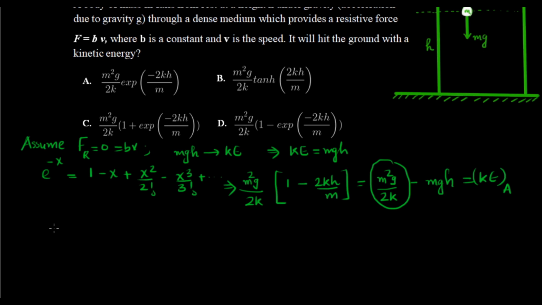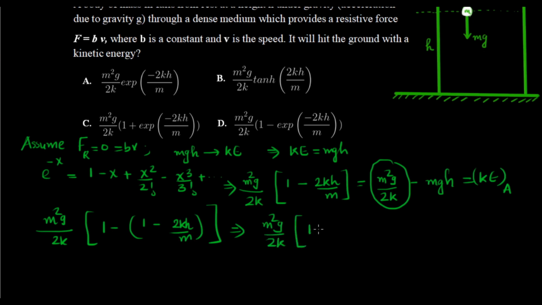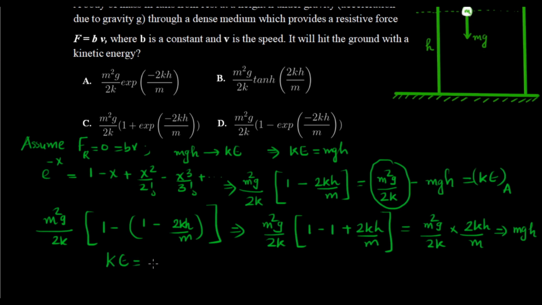The answer I'm going to choose is option D. So we have m squared g by 2k times 1 minus the exponential of this term, that is 1 minus 2k h by m. If you expand this, you will get m squared g over 2k times 1 minus 1 plus 2k h over m. That is the kinetic energy. So you will get m squared g over 2k times 2k h by m, which leads to mgh. So the kinetic energy will be equal to the potential energy mgh if you consider the exponential term to be very small.